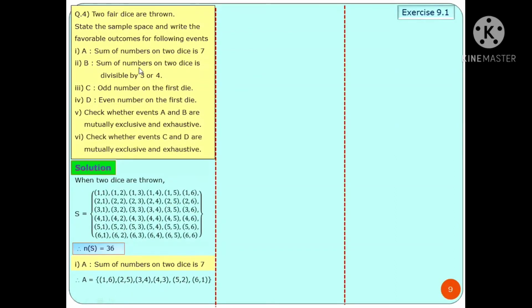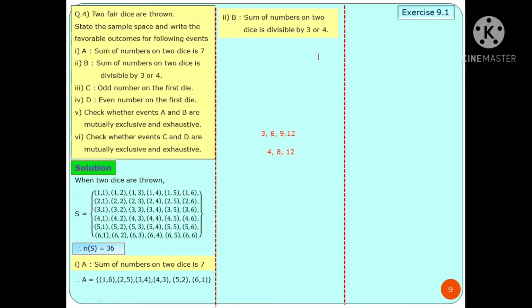Second, event B: the sum of numbers on the two dice is divisible by 3 or 4. If the sum is divisible by 3, the sum must be 3, 6, 9 or 12. Otherwise, the sum is divisible by 4, meaning the sum is a multiple of 4, that is 4, 8 and 12. The maximum possible sum here is 12.